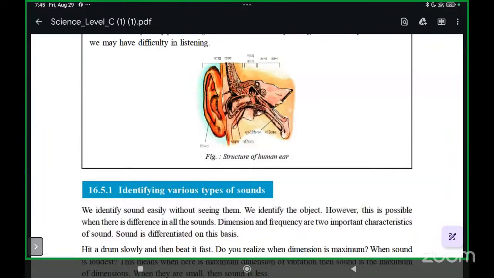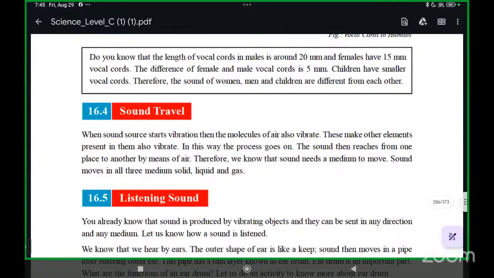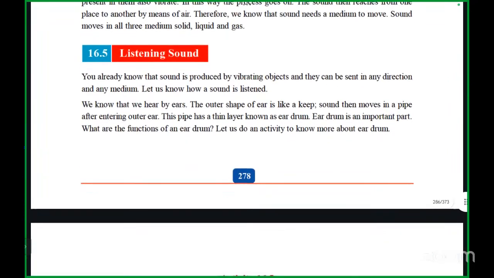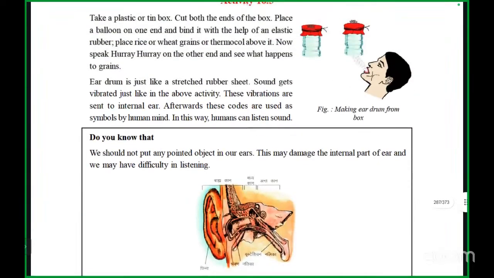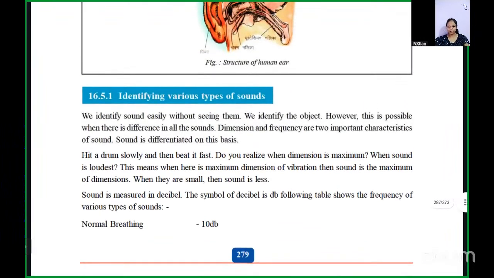Okay. Now, yesterday we saw how sound travels, how it reaches our ear, and how through our ear we get to listen to sound. Now, today we will see what are the different types of sounds that are there. What are the various types of sounds?